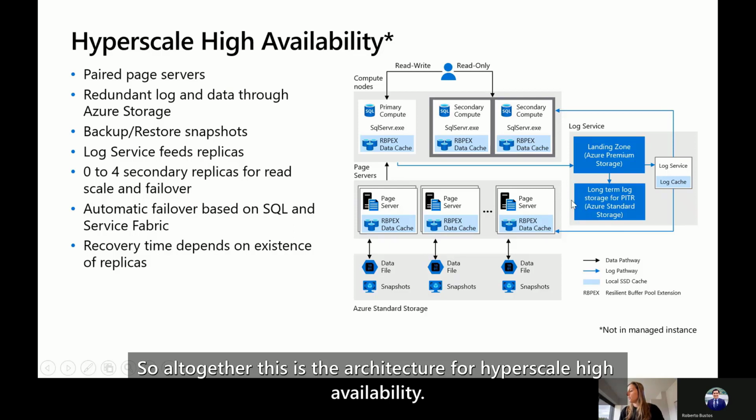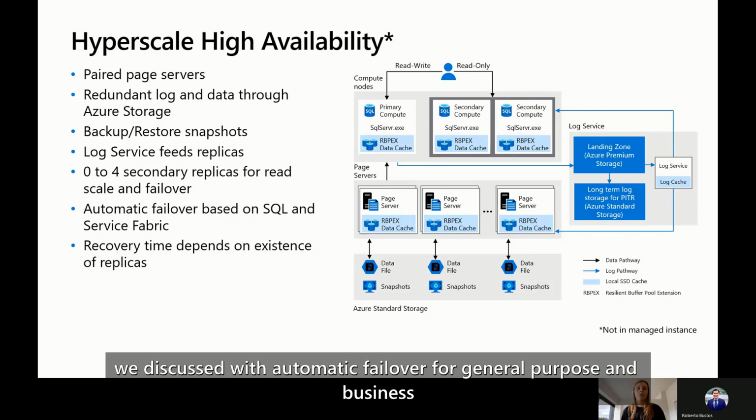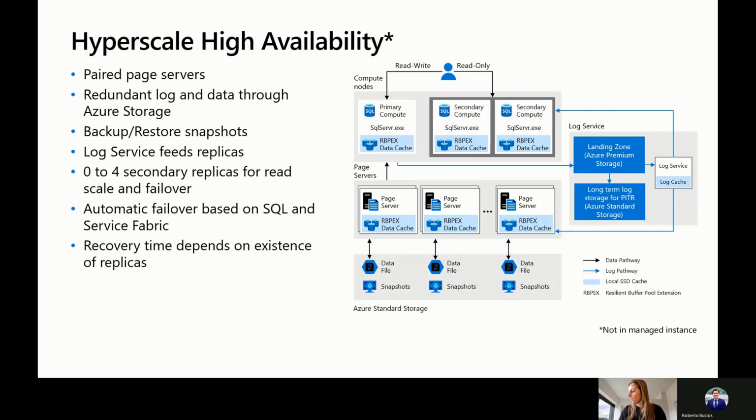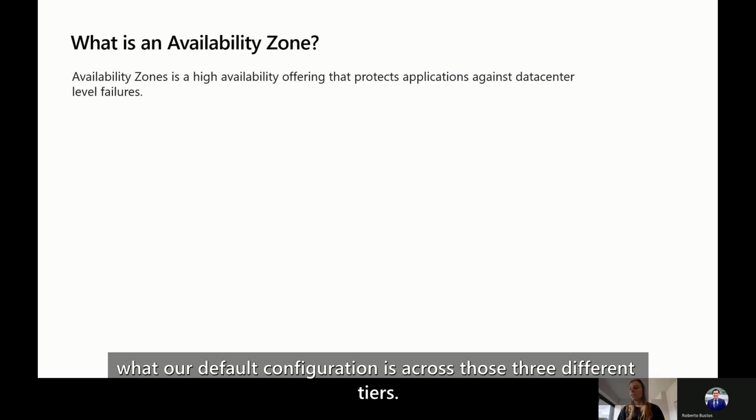So altogether, this is the architecture for Hyperscale high availability, and we allow for automatic failover in the case of an outage by failing over to one of your secondary compute replicas, in a similar way to what we discussed with automatic failover for general purpose and business critical tiers. So that's out of the box what our default configuration is across those 3 different tiers.